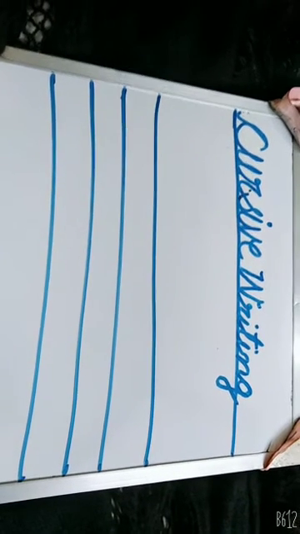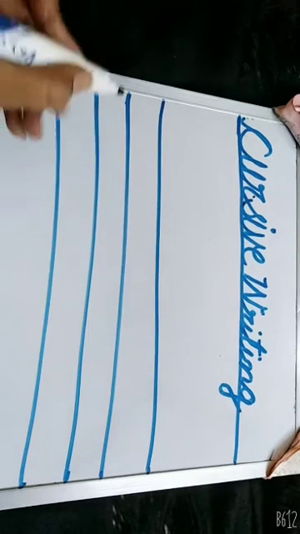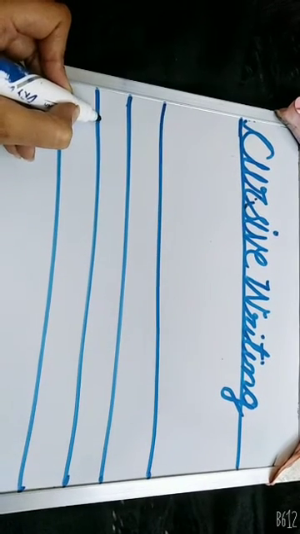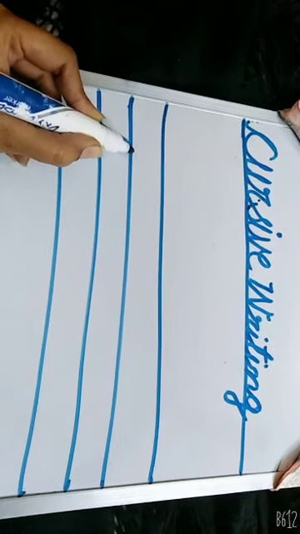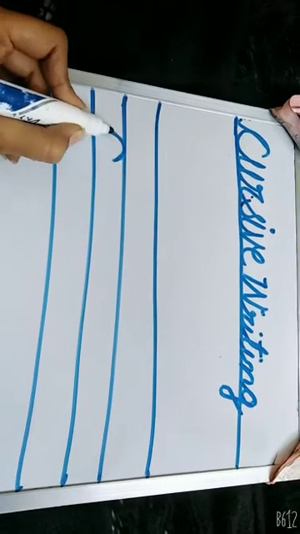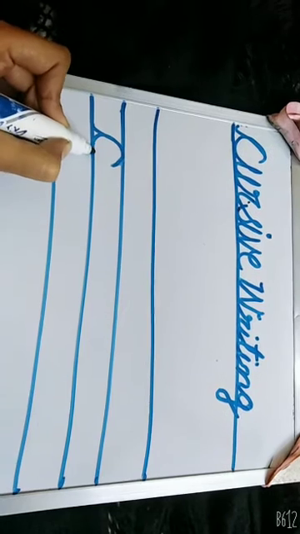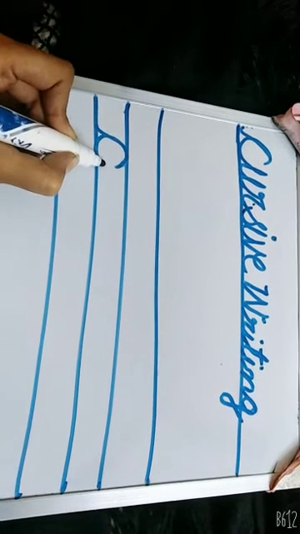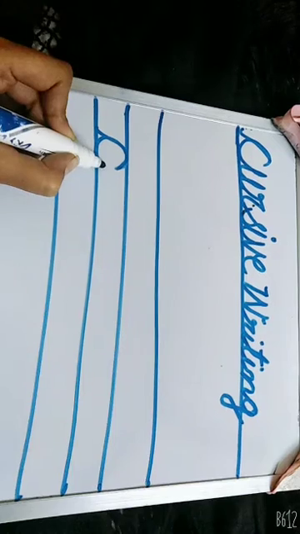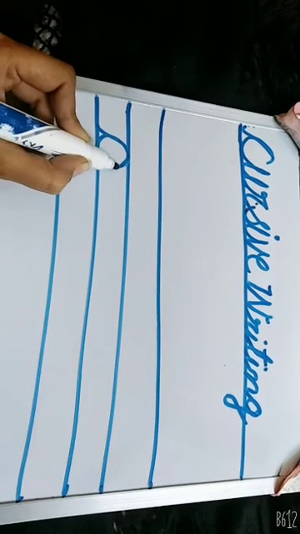Very simple and easy. Come on, look at it. Put your marker on third line. Start moving your marker diagonally on second line. Make curve here downward, then come back. Touch third line. Now you can see here is lowercase character C.